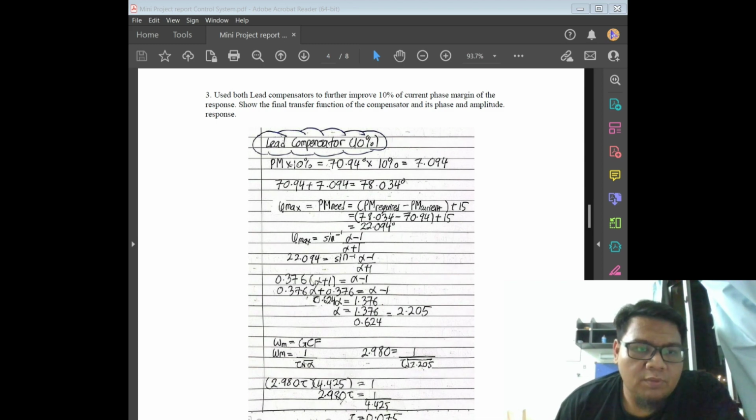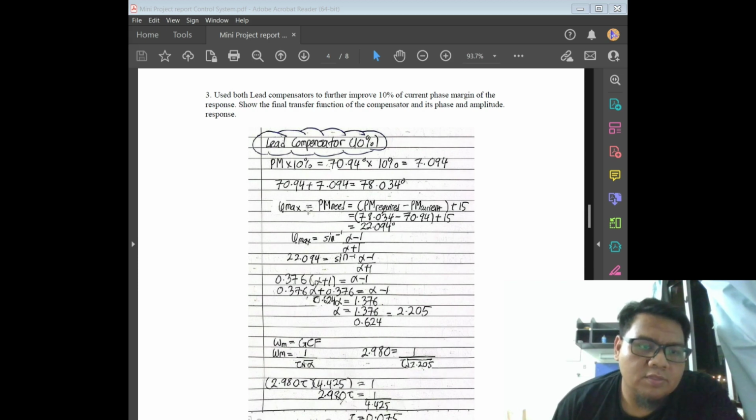Okay, first, from the original phase margin, we have to find 10% of the value. We get 7.094. Then we add the original phase margin with the 10% of the original phase margin. After we add, we get 78.034 degrees, and then after that we find phi max.